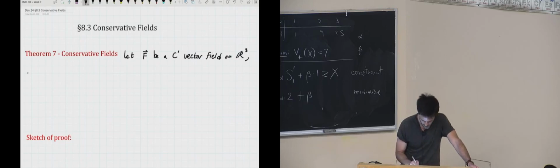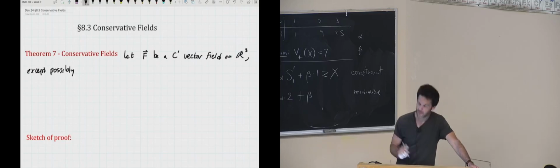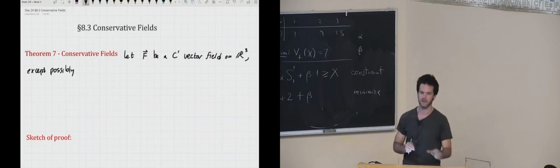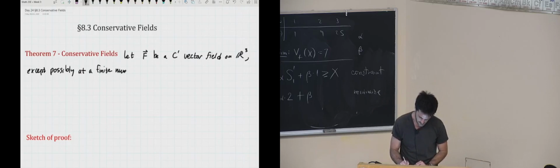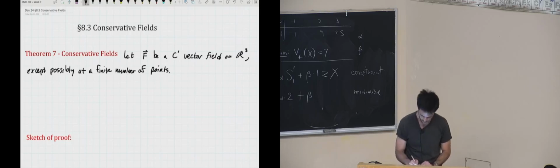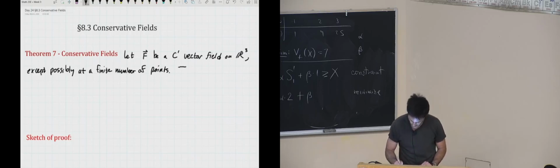on R3, except I want it to be C1, except actually I'll allow it to not be C1 at a finite number of points. Okay, then the following are equivalent.